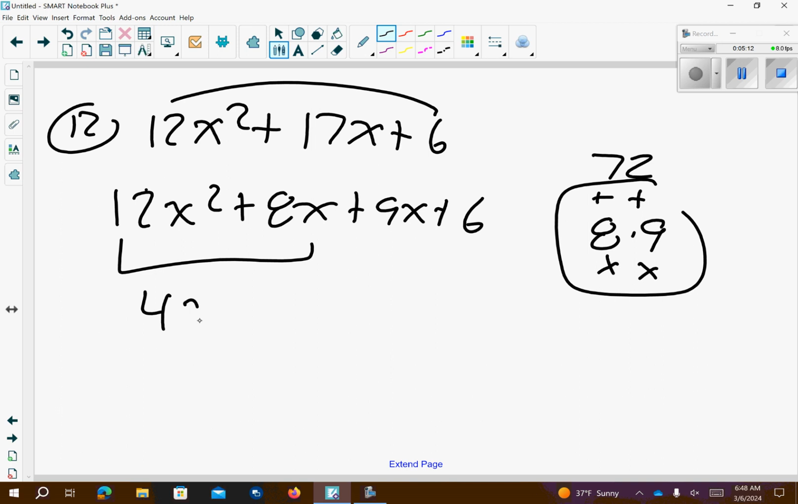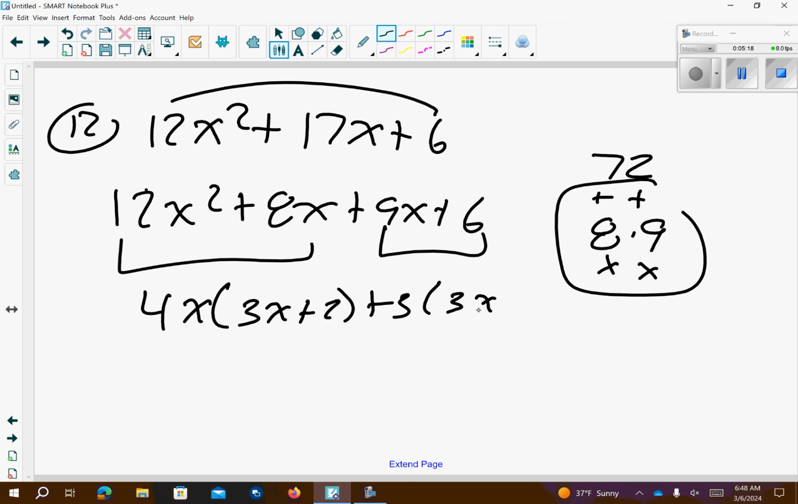So I can factor 4x out of both of those. The middle sign comes down. There's a 3 that comes out. So I get 3x plus 2 and 4x plus 3.